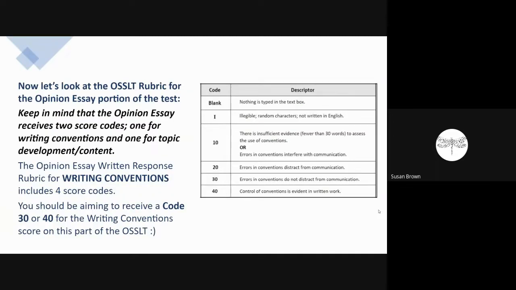Now let's look at the OSSLT rubric for the opinion essay portion of the test. Keep in mind that the opinion essay receives 2 score codes, one for writing conventions and one for topic development or content. The opinion essay written response rubric for writing conventions includes an I, which is illegible, random characters not written in English, blank, nothing is typed in the text box, and 4 score codes, 10, 20, 30, and 40. Let's have a look at some student responses and see how they scored.